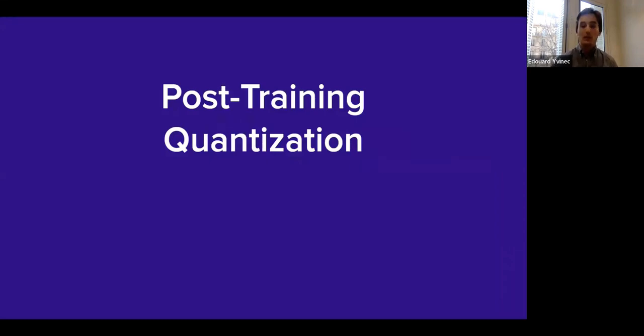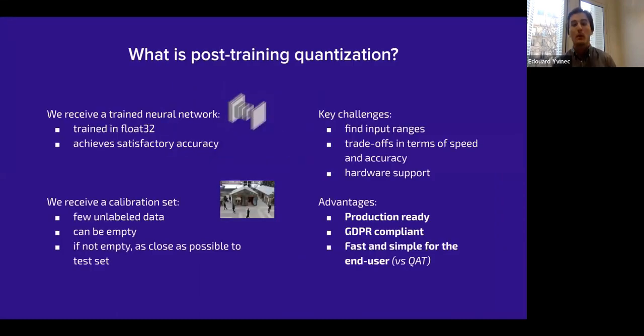So let's start with something that we are most familiar with: post-training quantization. Here we go from the work of Qualcomm. The idea is you receive some trained neural network. Usually it achieves satisfactory accuracy. You may share a calibration set that's standard in post-training quantization, but here at Datakalab, because we come from a place where GDPR is very, very important, we consider that the calibration set is empty. In the literature, that's called data-free quantization.